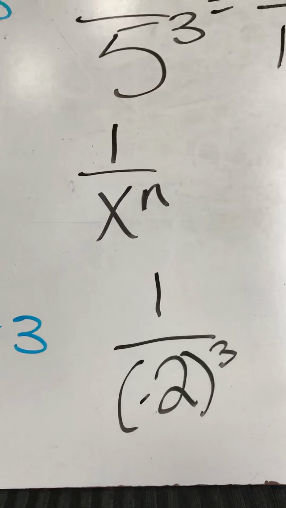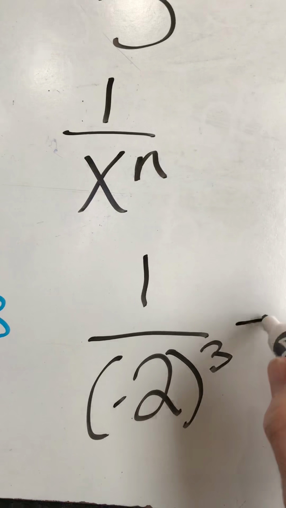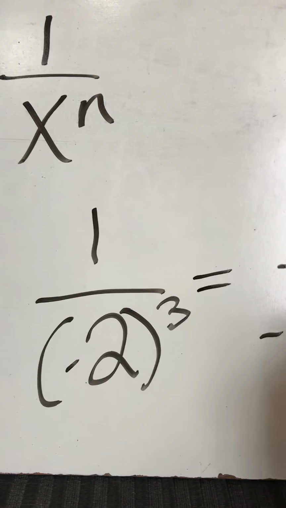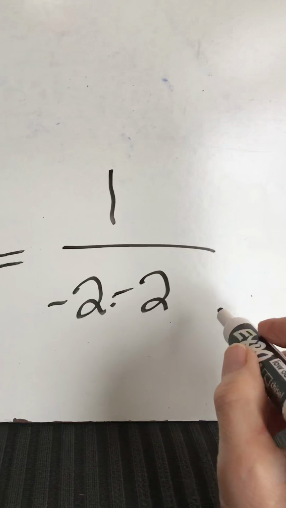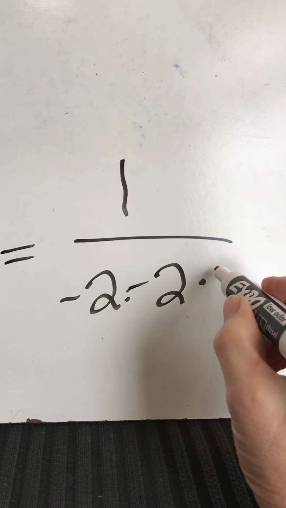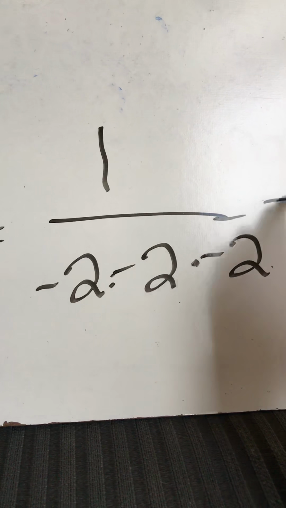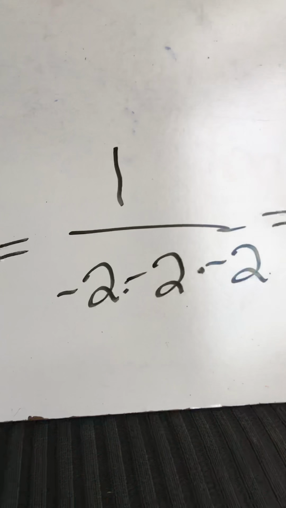But this 1 over the quantity -2 raised to the 3rd power, you need to think, what's a -2 times a -2? That's a +4. Then multiply it again by a -2. That would be a -8. So this would become a -1/8.